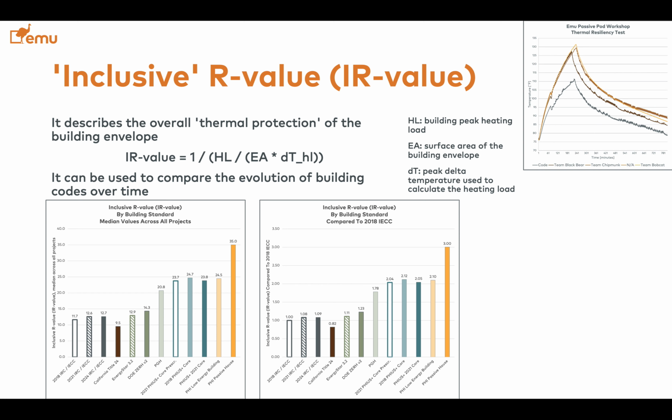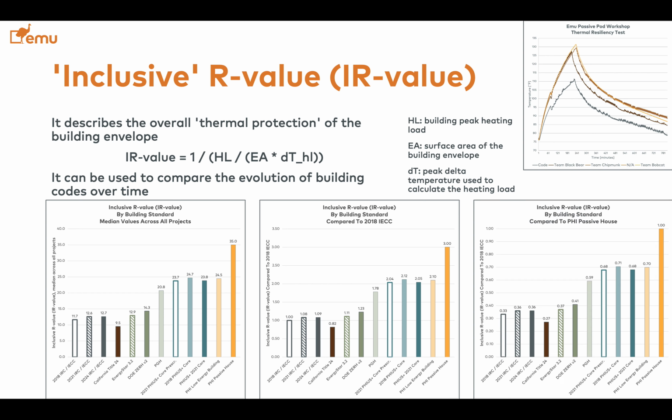Now, if benchmarking against the 2018 code, the inclusive R value for the 2021 goes up about 8%. It's about 9% better for the 2024, but it is about 3 times better for PHI passive house. And vice versa, if we benchmark against PHI passive house, you see that the other standards stand at about 70% of that inclusive R value. Anyway, this was a way to try and convey what thermal resilience is, a way to measure thermal resilience.